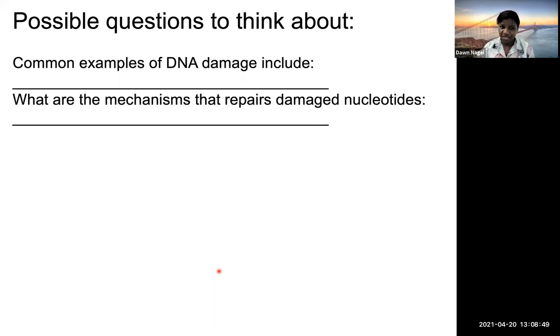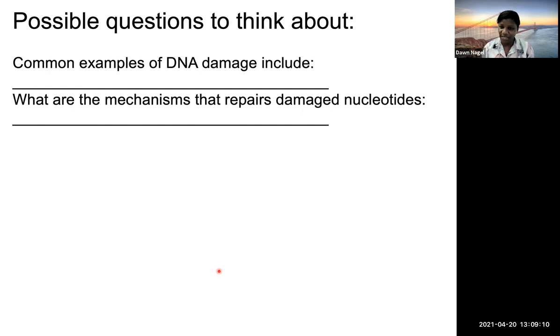What are the mechanisms that repair damaged DNA? What are just two mechanisms that will repair DNA damage or damaged nucleotides? Recombination will repair double-stranded breaks, okay? And non-homologous end joining, correct? That will repair double-strand breaks.